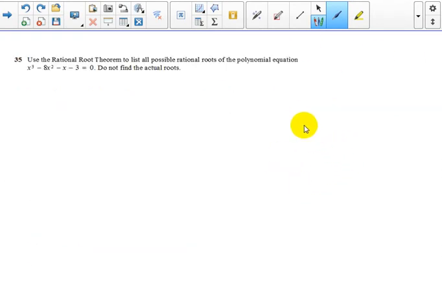Number 35 says use the rational root theorem to list all possible rational roots of the polynomial equation. Do not find the actual root. So we're just looking at the possible actual roots. So this is quite easy. You look at your first coefficient, which of x cubed is just a 1. And our last term is a -3. Okay, and actually it's going to be the positive and negative of all these. So now we call that our P, and this is our Q.